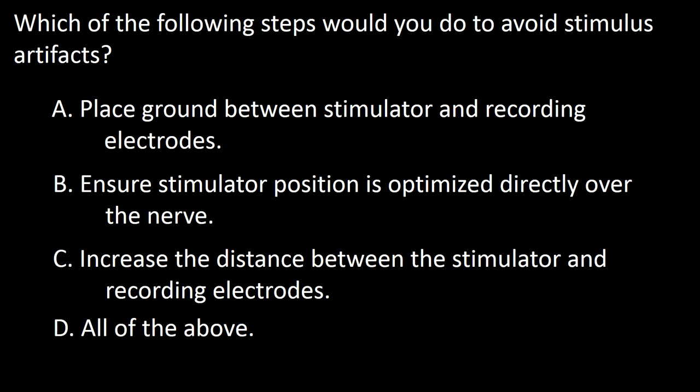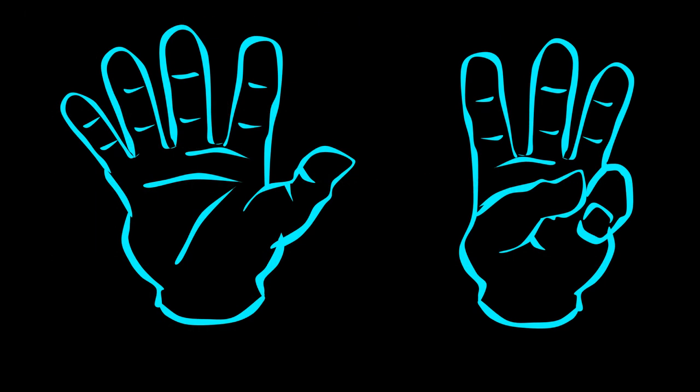Next question. Which of the following steps would you do to avoid stimulus artifact? A, place ground between a stimulator and recording electrodes. B, ensure stimulator position is optimized directly over the nerve. C, increase the distance between the stimulator and the recording electrodes. D, all of the above. There are 8 things you can do to avoid stimulus artifacts.